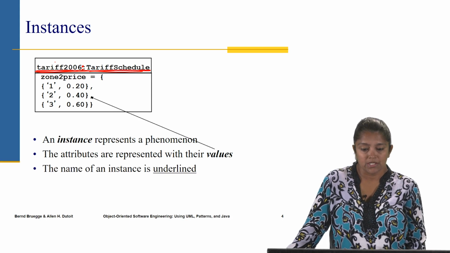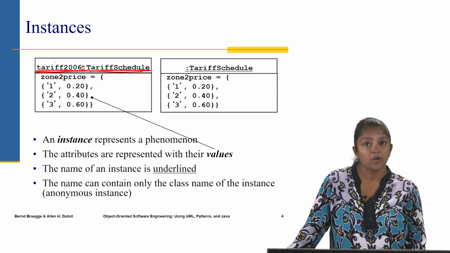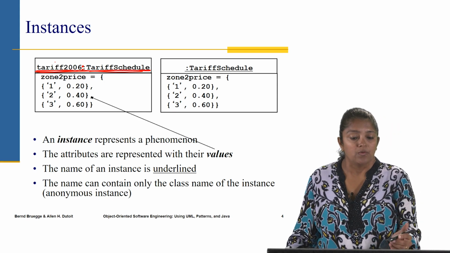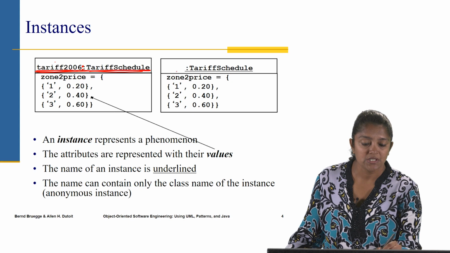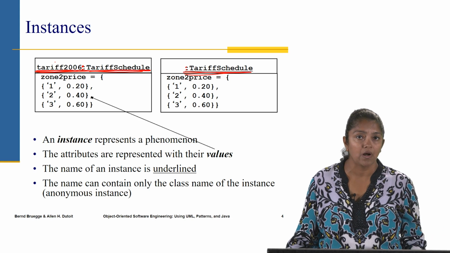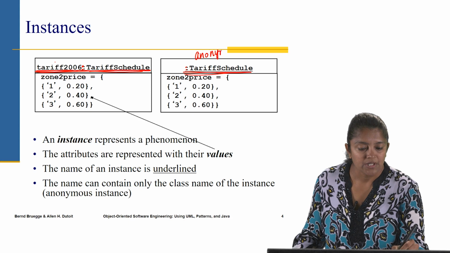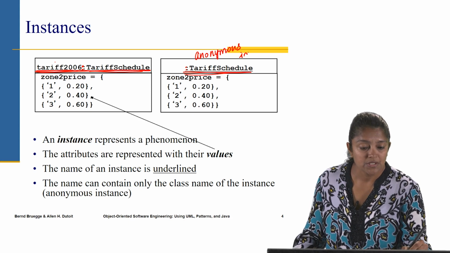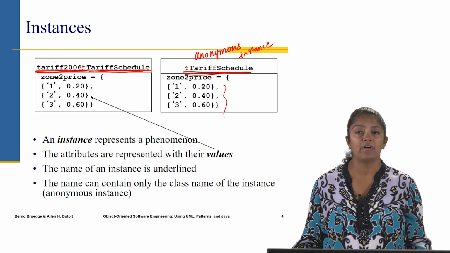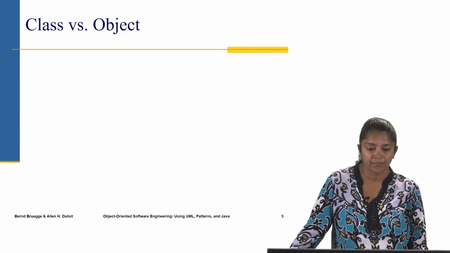Like I said, the name of the instance is underlined. There could be a situation where the instance name is not known. It's called an anonymous instance, and that's fine. In that case, the name of the instance is left blank, and then we use the colon and the class name, the class to which it belongs, and underline it, indicating that this is an anonymous instance. Even though it's an anonymous instance, instances always have data, so they have values, so we specify the actual values that are stored for its attributes.